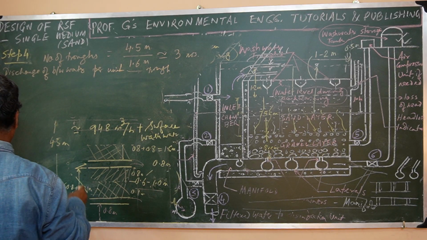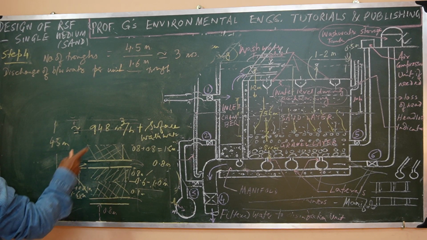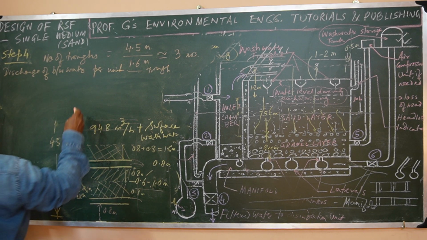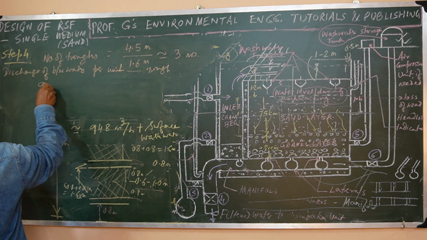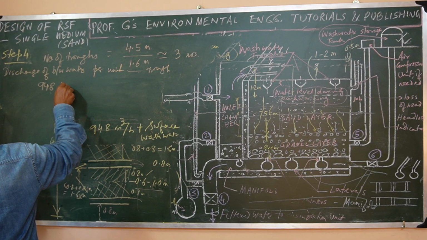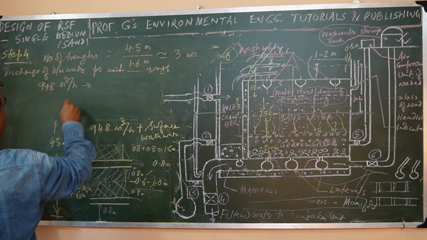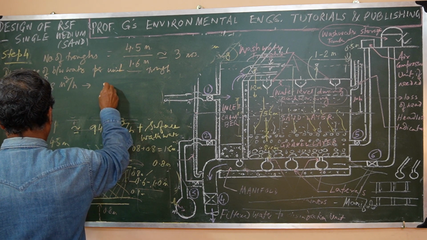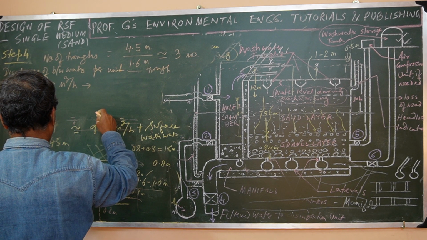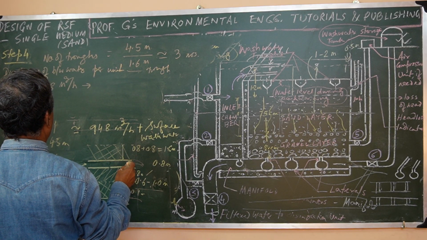Now this will be the total discharge, that is, discharge per unit drop. We have calculated this one as 948 meter cube per hour, right? And if we make it meter cube per second, we divide by 60 by 60, that is 3600.